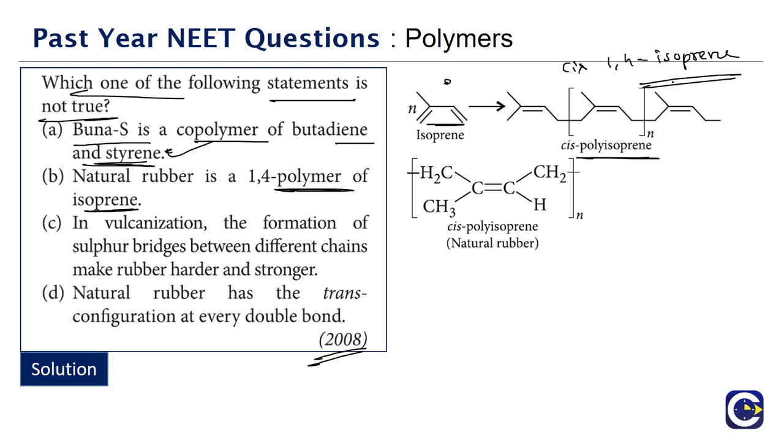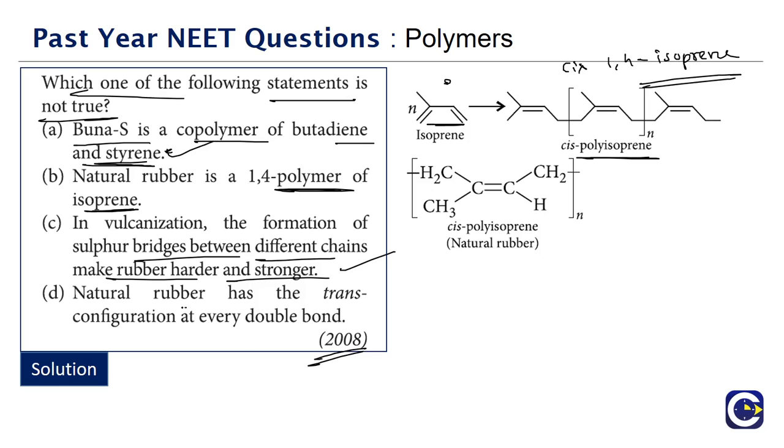Okay. Option C is saying vulcanization, formation of sulfur bridges between these chains will make the rubber harder and stronger. That is correct. I mean, based on the variation of the sulfur content, the physical properties or the hardness of the vulcanized rubber will be varying. Okay, so that is also correct. Option C is correct. So the vulcanization, sulfur bridges, right? They'll actually make the rubber harder and stronger.